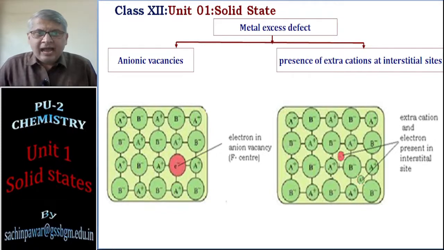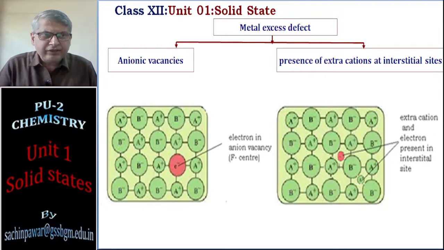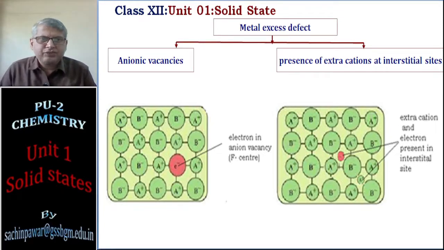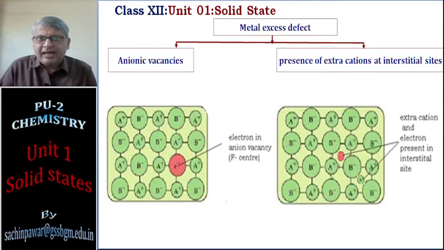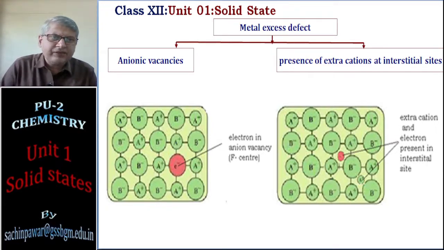And in the presence of extra cation, you see that one extra cation is occupying the interstitial space. The ratio should be 1:1, but here the number of B minus ions is less and the number of A plus ions is increased. This is a metal excess defect, in terms of anion vacancies and in terms of the presence of an extra cation.